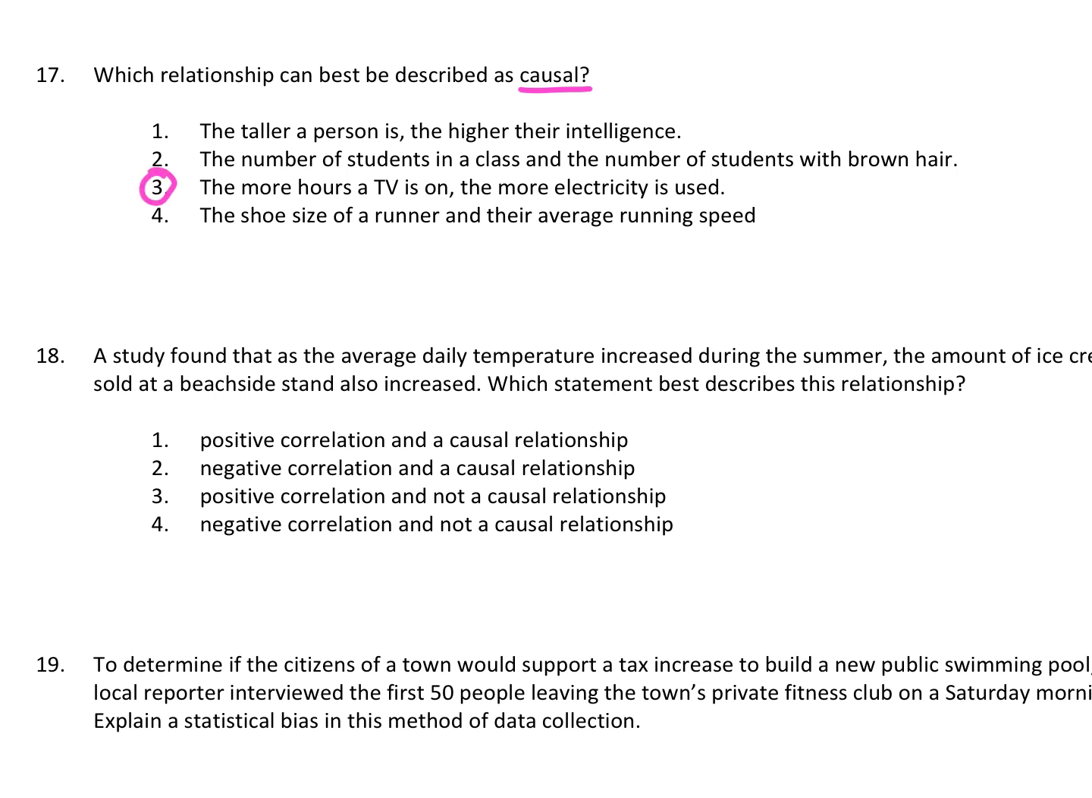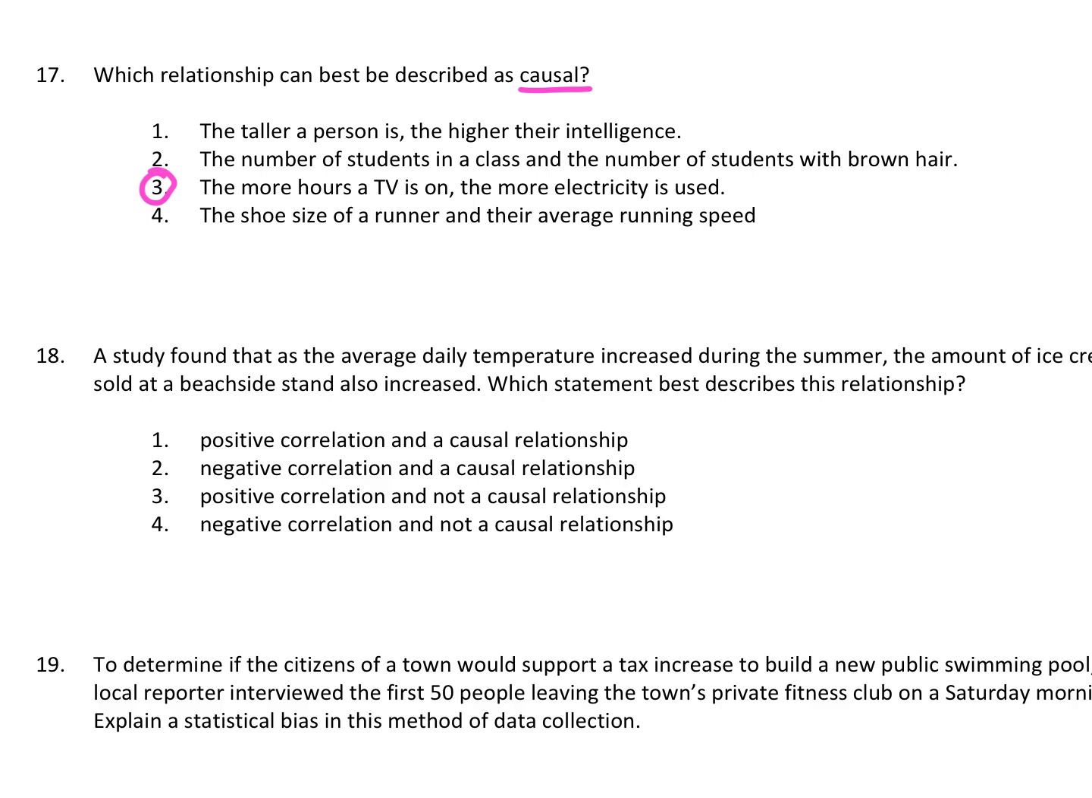It says the more hours a TV is on, the more electricity is used. So the TV being on is causing the electricity to be used. So choice 3 is going to be the answer. Choices 1, 2, and 4 might show some sort of correlation, but one event is not directly causing the other event. For example, just because someone is taller, it's not causing them to have a higher intelligence. Choice 3 is the only one that shows a causal event.